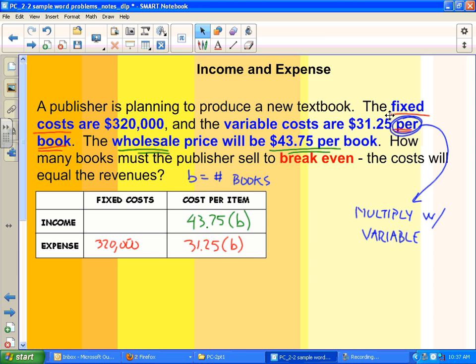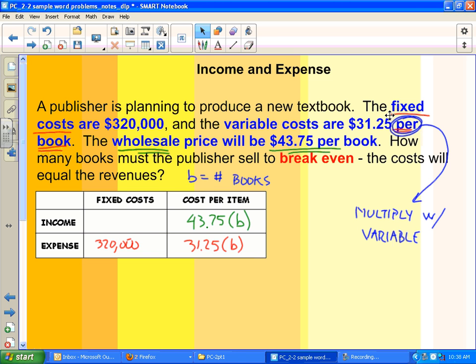Now, in terms of a fixed cost for income, I don't have that in this scenario. Let's create a scenario where there might be a fixed cost. Say you're selling the book at your bookstore for $43.75. What might you do to add a fixed cost? Tax? No, that's actually a variable cost because it depends on the price of your book. But that's a good guess.